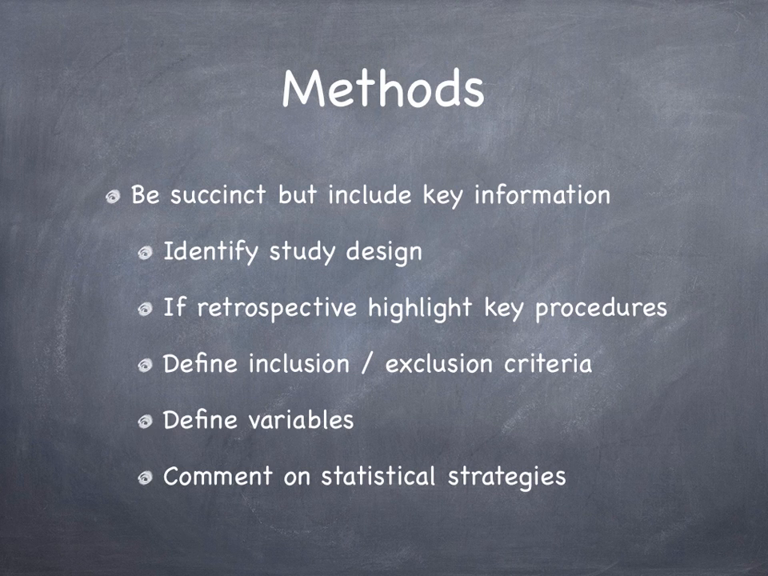The methods is the heart of an abstract, and unfortunately the section many novice investigators neglect. This is what gives the meeting reviewers an opportunity to assess the worthiness of a study. Be succinct, but include key information. Identify study design. If retrospective, highlight key procedures. Define inclusion and exclusion criteria. Define variables precisely, and comment on statistical strategies.